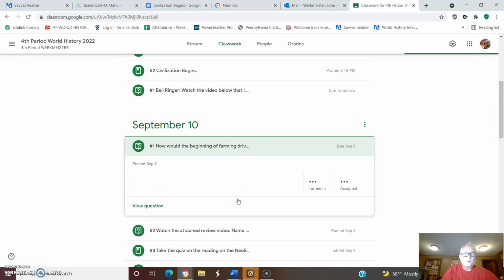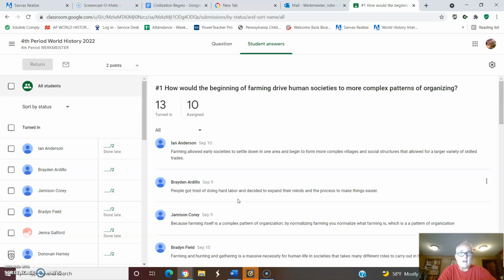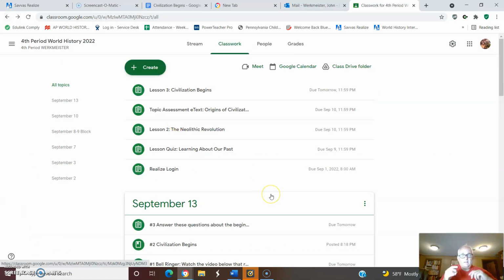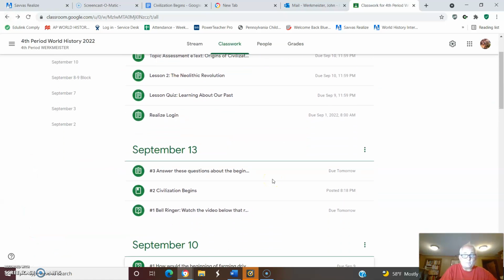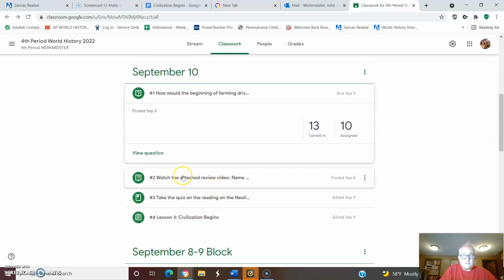So you take a look at this one. We're running a little bit slow here. I ask you, how would the beginning of farming drive human societies to more complex patterns of organizing? That's the question you were looking at for the bell ringer. I'll grade these sometimes, I won't, but we always need to do them. They are ways to help us focus on the big picture of what we're trying to get done in class. So you start with the bell ringer, and the bell ringer generally draws you to the big idea that we're presenting in class.